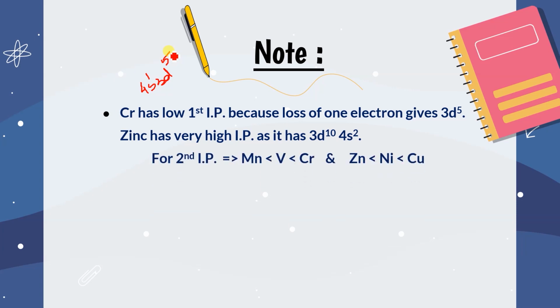But if we talk about the second ionization enthalpy, now chromium is 3d5. In this case manganese is 4s1 3d5, isn't it? And chromium is 3d5 only, 4s0 is done, and vanadium is 4s2 3d3. So what will happen? The 4s orbital is completely filled, and the 3d also has t2g stability, meaning t2g with 3 electrons.